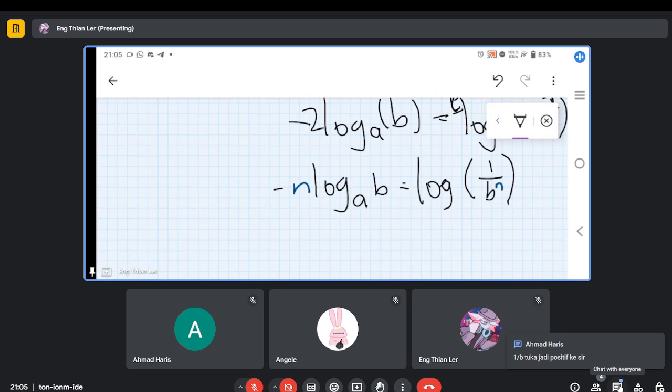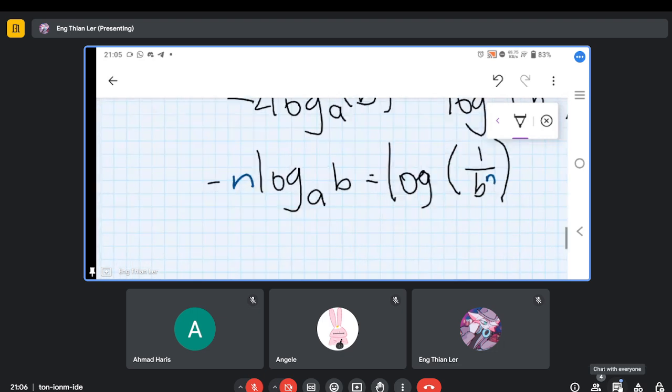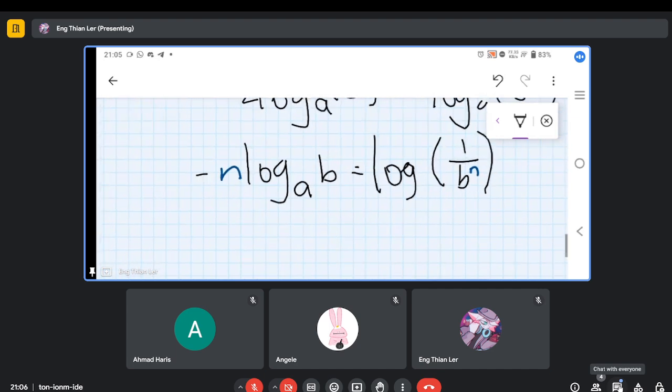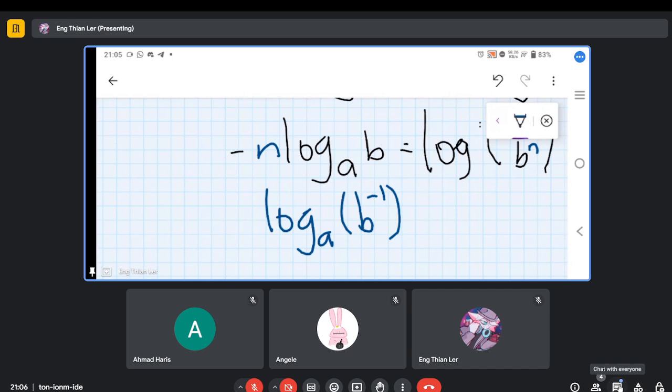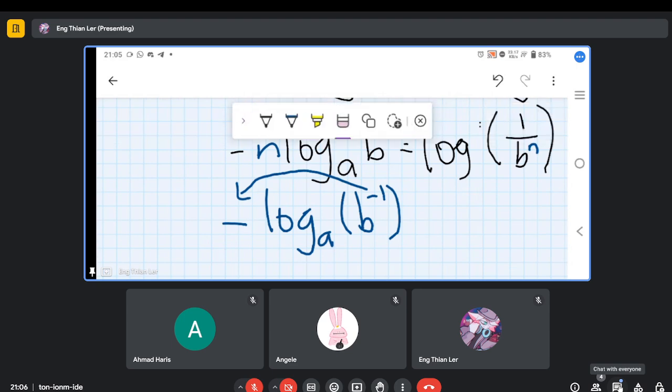Negative log of b becomes positive, log of 1 over b. Why? Because the negative actually represents b to power negative 1. I choose another vibrant color. That is b to the power negative 1. And if we log this, the negative 1 can move to the front, and we get the negative. This is how to get the negative. So if you move the negative, this becomes positive, and the index becomes negative. So understood?